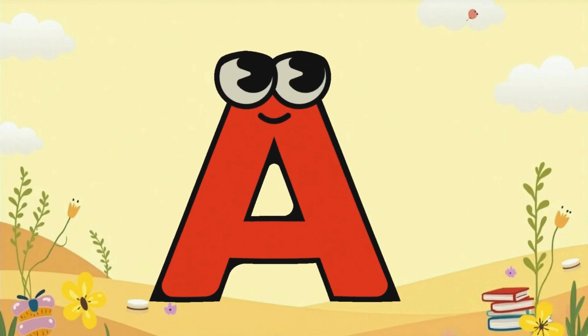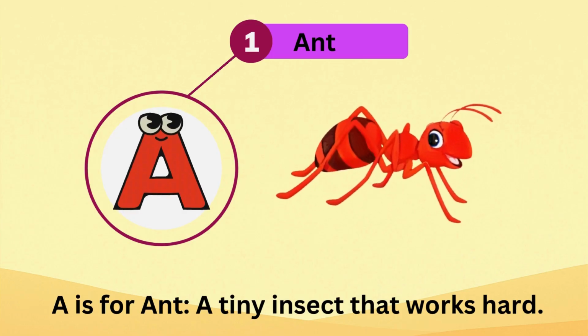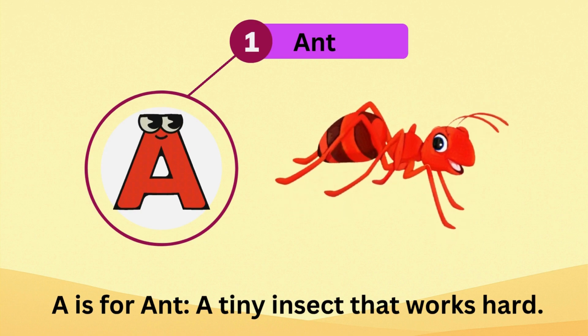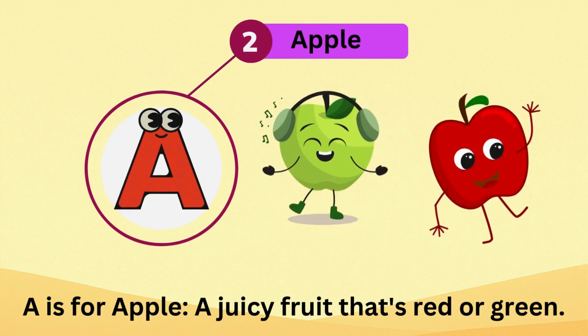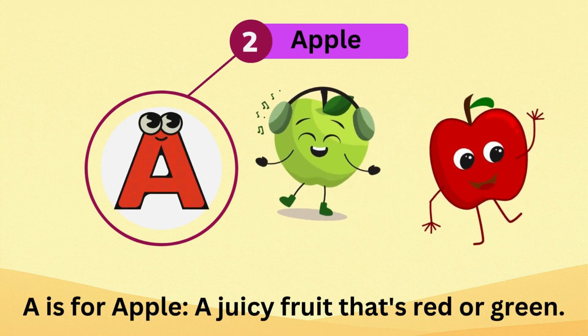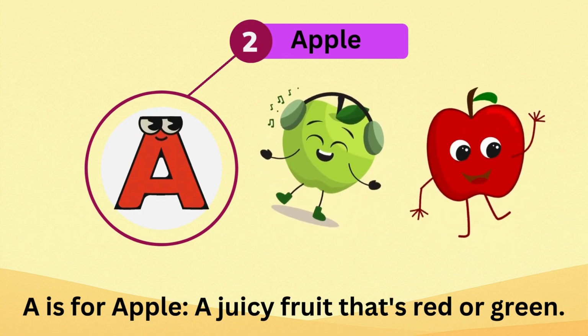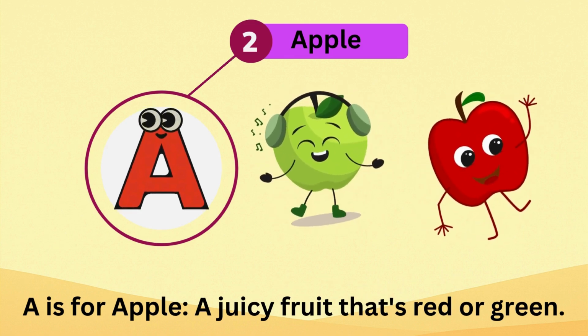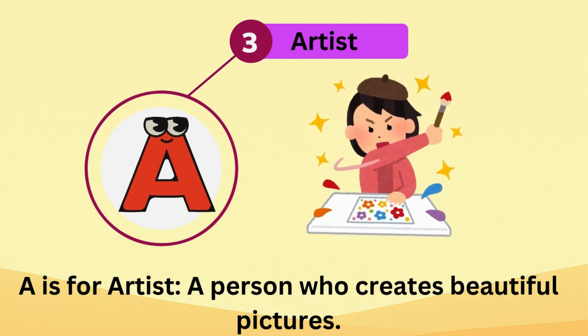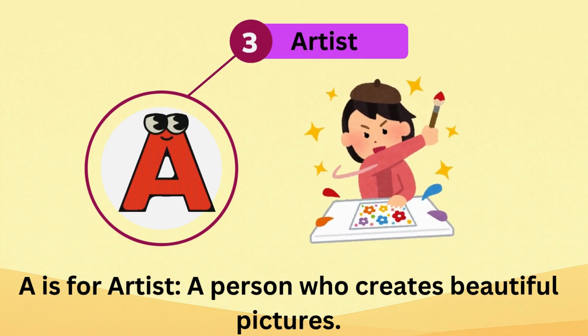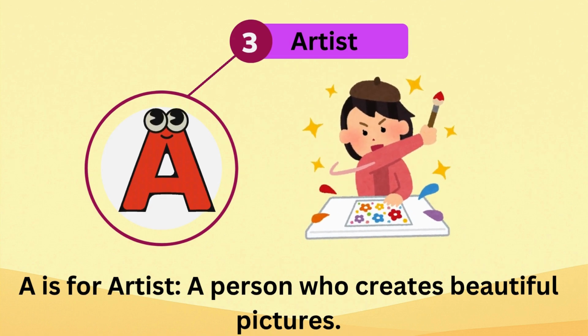A. A is for ant, a tiny insect that works hard. A is for apple, a juicy fruit that's red or green. A is for artist, a person who creates beautiful pictures.